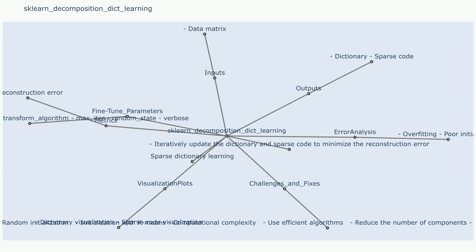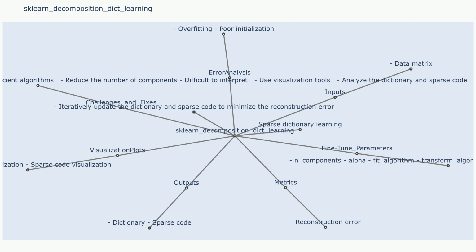Fine-tune parameters. Alpha controls the sparsity of the learned codes. Higher values encourage sparser codes. fit_algorithm determines the algorithm used for sparse coding. Options include LARS, CD, and OMP. transform_algorithm determines the algorithm used for transforming new data into sparse codes. Options include LARS, CD, and OMP.